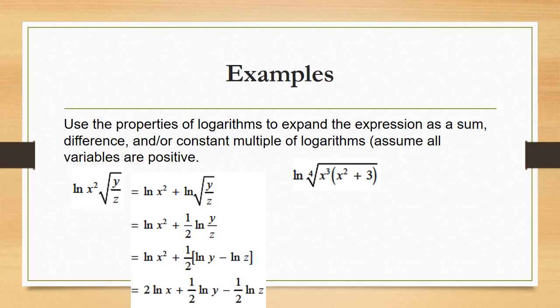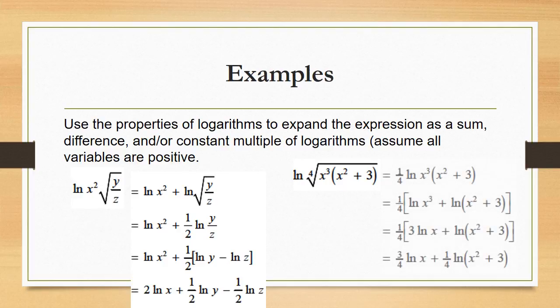In the second problem, again, the first thing we encounter is the 1/4 power. So we take care of that first. Then we split up the x cubed and the x squared plus 3 by addition because they're multiplied. And then we pull the power down front, and that's pretty much it. And then they distributed the 1/4.